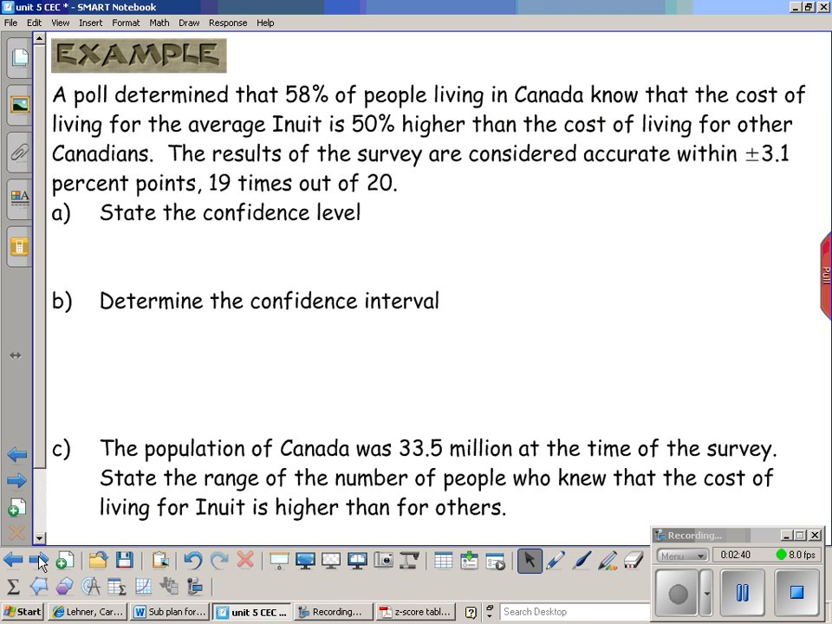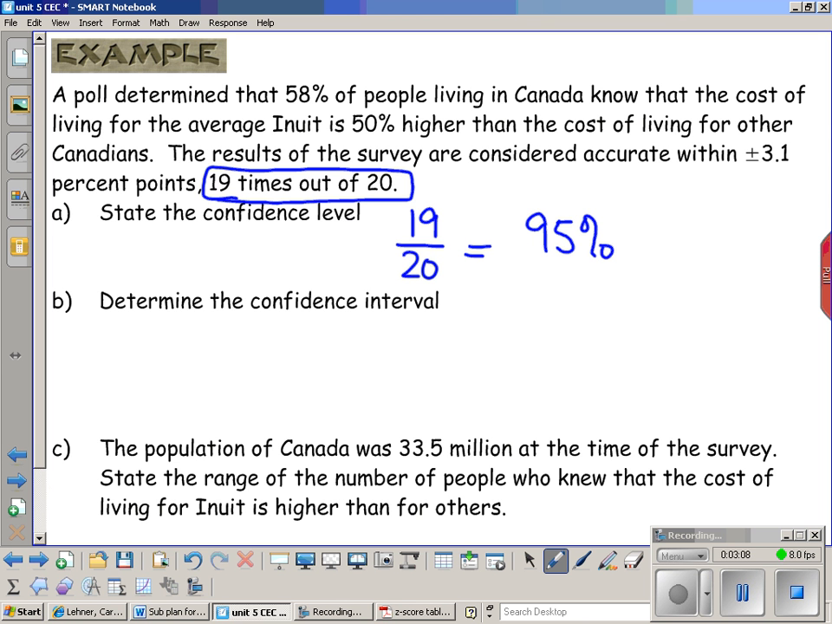So we want to state the confidence level. Now the confidence level is what percentage this would be deemed to be true. So we look at 19 times out of 20. This would actually occur. So what percentage is that? We go 19 divided by 20, and we get 95%. So the confidence level for this poll was 95%.